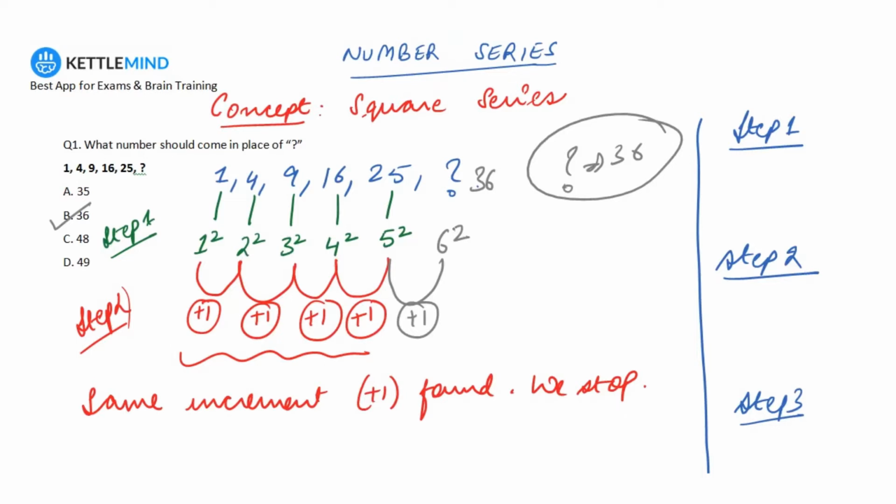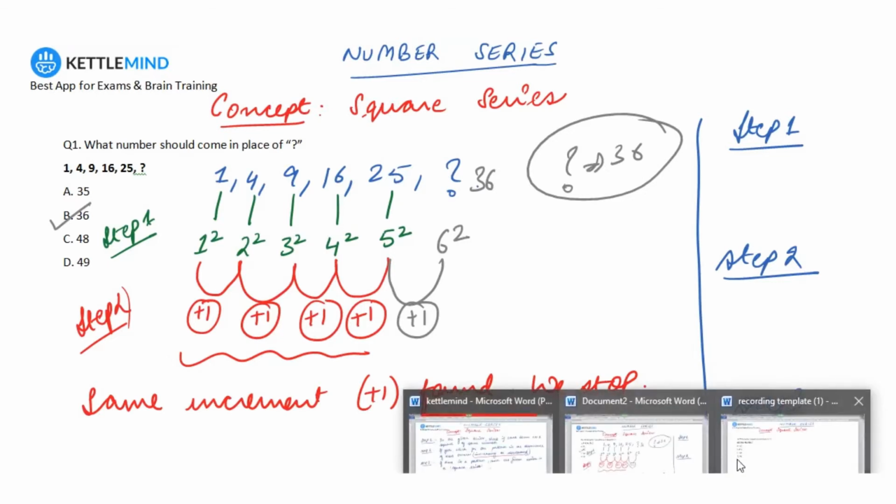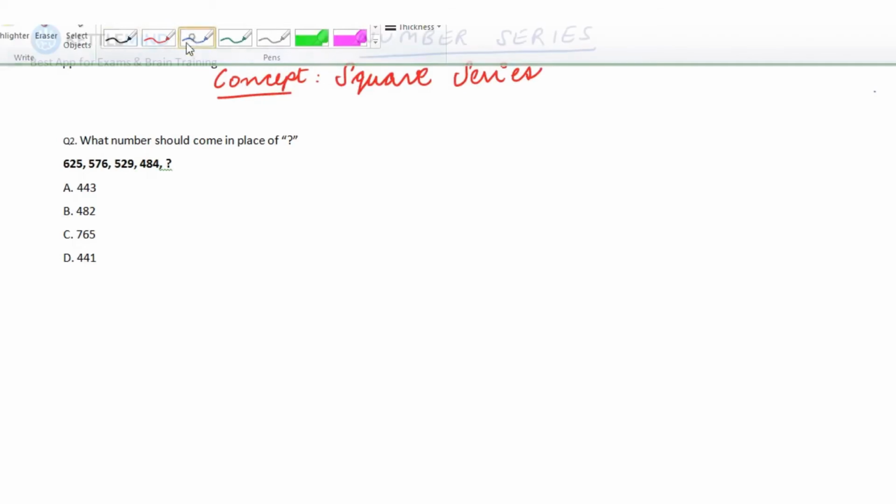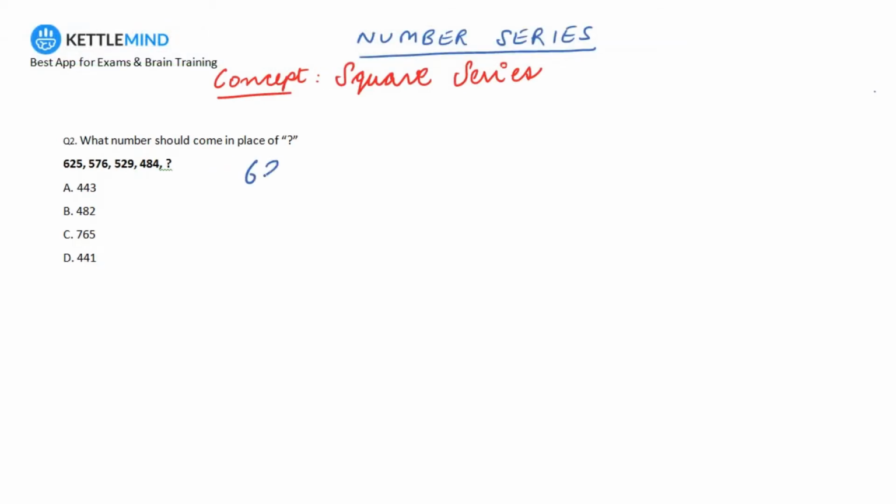So I'll do the next question, which is the final question for this video. It's a very interesting question, different than the ones that we have done so far. So let's consider the series now. The series is 625, 576, 529, then 484, and then this question mark, right?